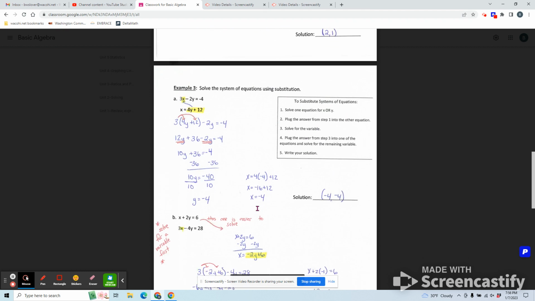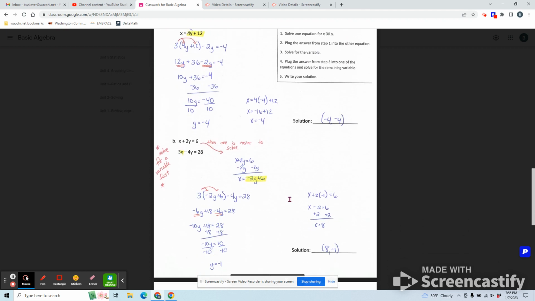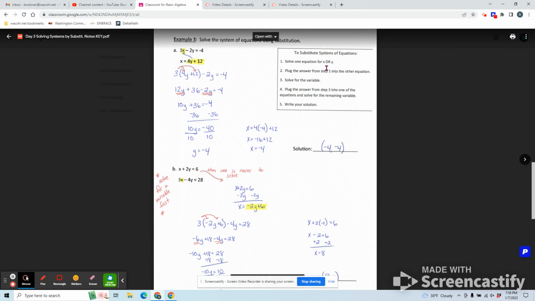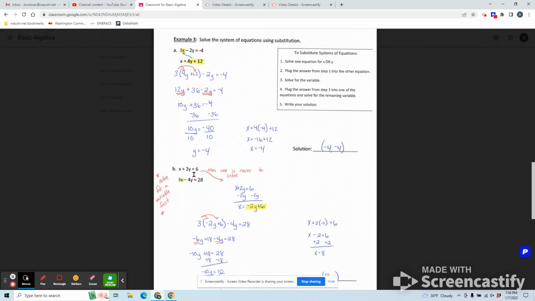Once again, the only way for you to get better at this is just to practice. There are 2 more for you to practice. Here are your steps again. So letter A is already solved for you for step 1. X equals and all of your stuff. You just plug it in. But when I look at letter B, it's not. I don't have an x or a y all by itself. So if that's the case, you need to solve one of the equations.